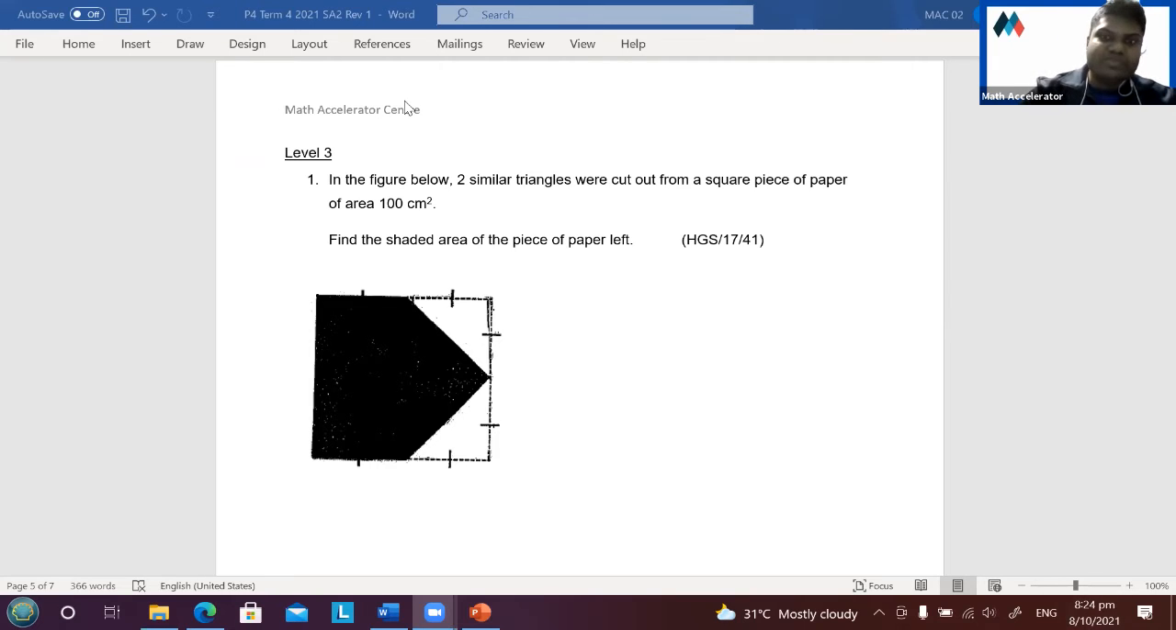So first, can you highlight this part here? Square piece of paper, which means all sides are the same here. So next, what we're going to do is draw a line right in the middle. Cut this. And then we're going to draw a line from here. We're going to cut this a bit.